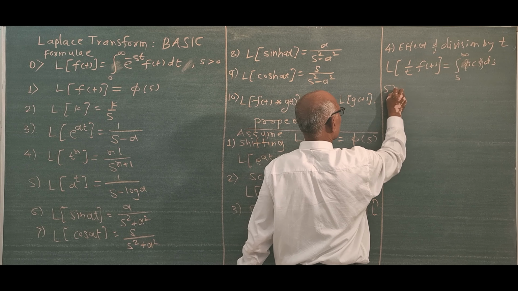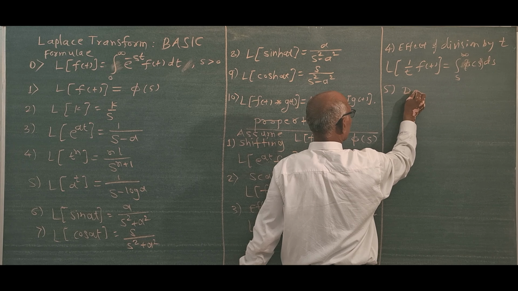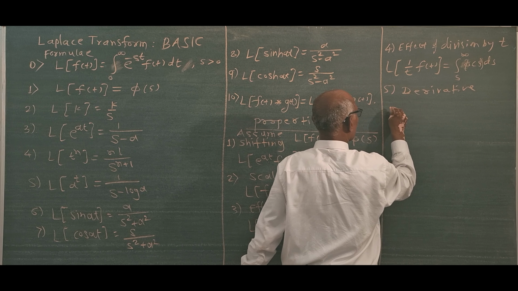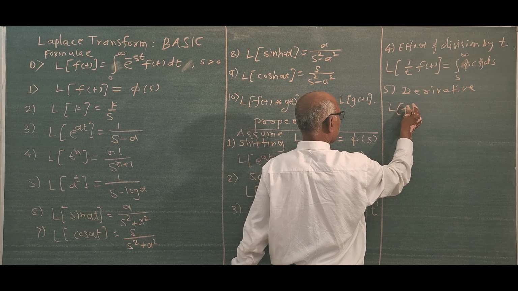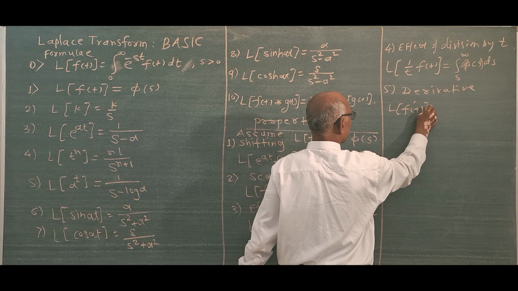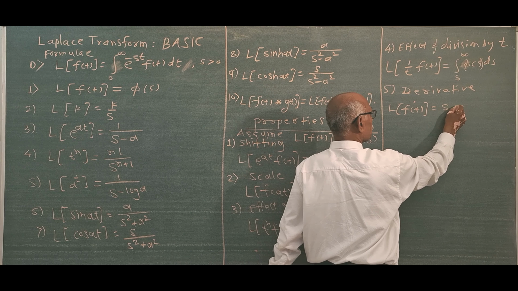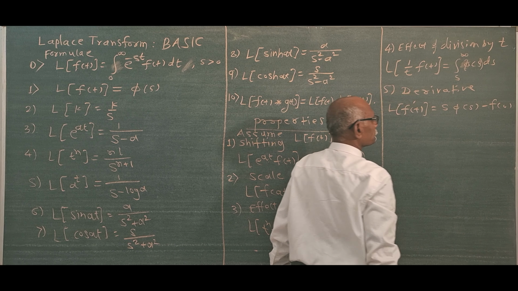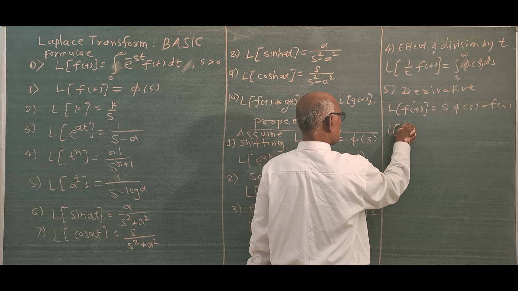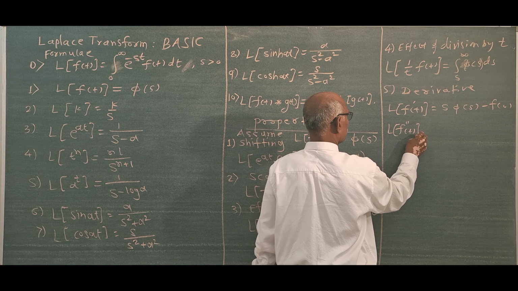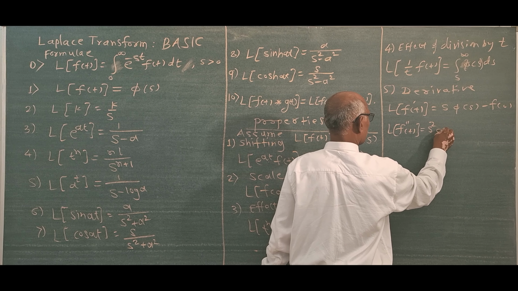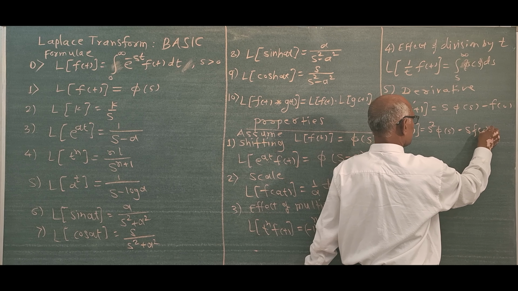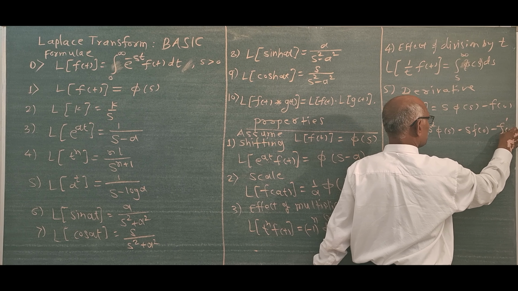Number 5, derivative. L of bracket f dash, which means the derivative, equals s into phi s minus f of 0. Laplace of the double derivative is equal to s square into phi s minus s f of 0 minus f dash of 0.